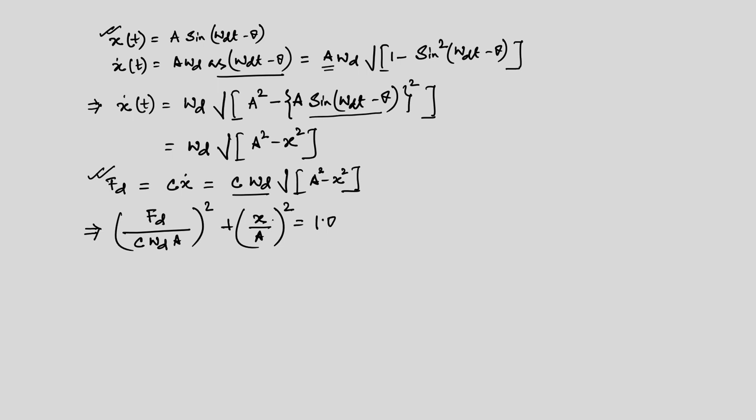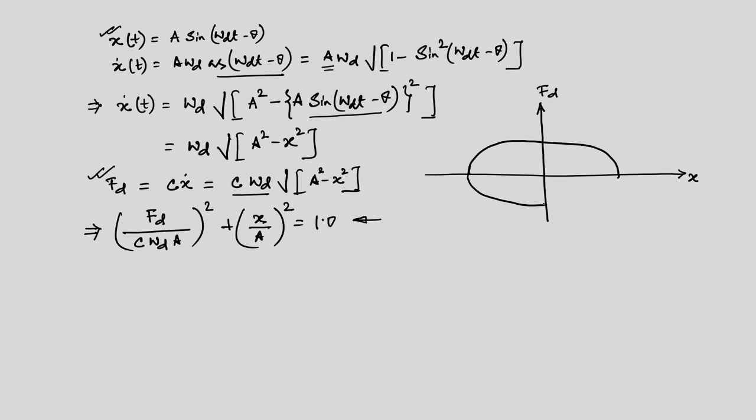If we look at this expression, this is the equation of an ellipse. That means, if I just qualitatively plot, on the x axis again we have the displacement field x, and on the y axis we have F_d, then obviously it will form an ellipse. And what is this quantity? This is nothing but the amplitude of vibration. Obviously, this ellipse is not in good shape, but qualitatively we can visualize the nature of the curve when we have damping versus displacement.